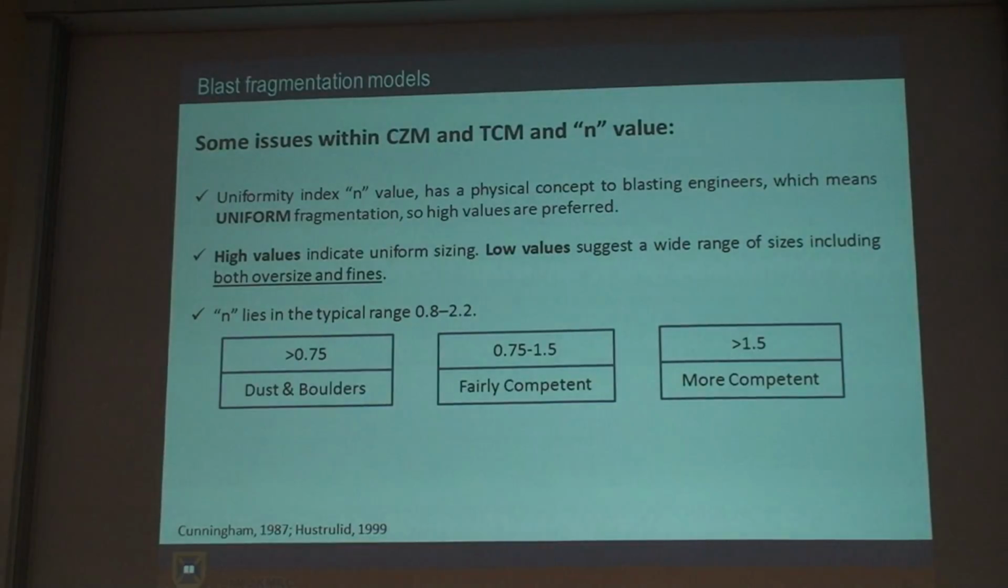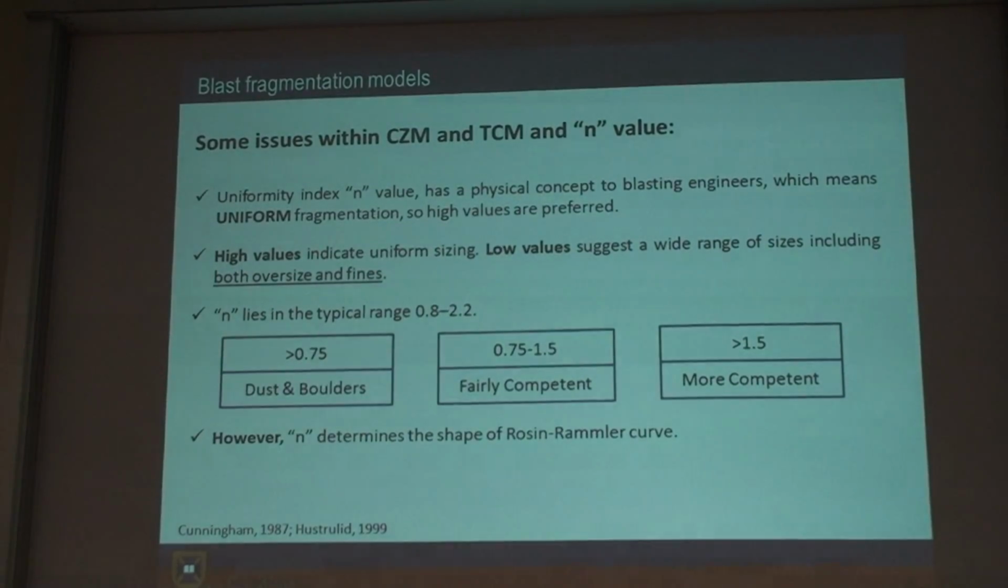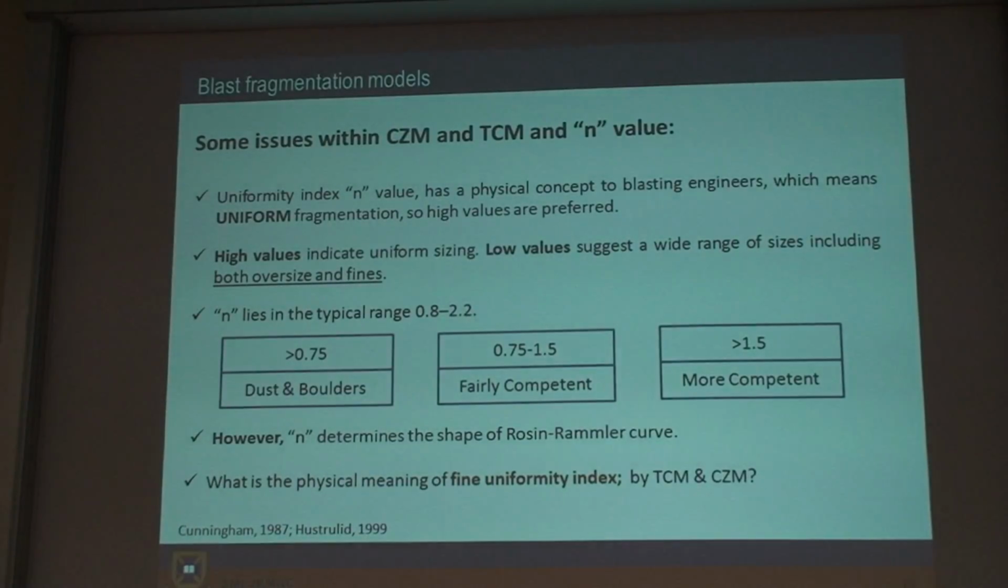For example, with dust and boulders, the value drops under 0.75. In a normal situation, it ranges between 0.75 and 1.5, and for more complex rocks, the value reaches more than 1.5. However, n determines the shape of the Rosin-Rammler curve, and the question arises: what is the physical meaning of the fines uniformity index by TCM and CZM?